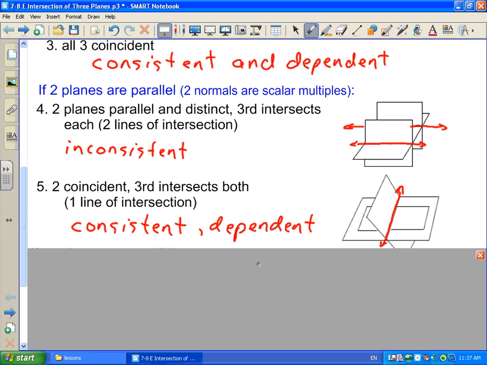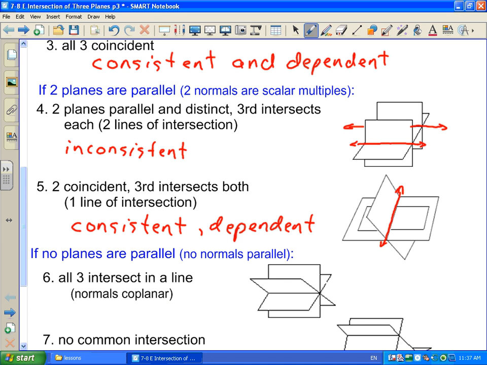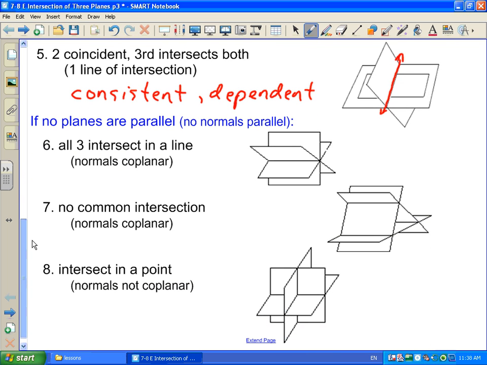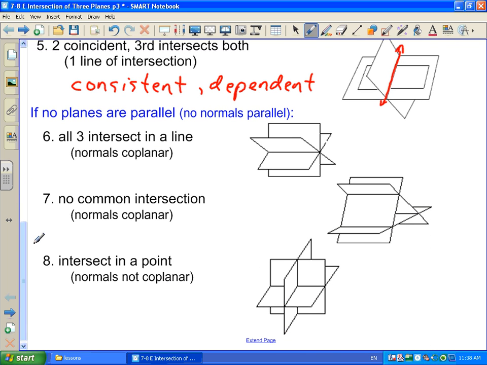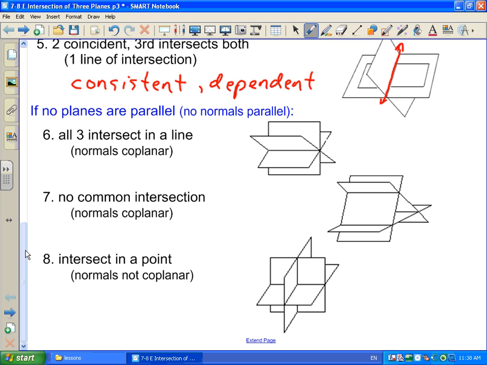Now, the trickiest ones occur when none of our planes are parallel. So none of our normals are parallel to one another. We have three possibilities here as well, and I've illustrated all three of them. We can have all three of these planes intersect in a single line. So they form kind of this nice little star pattern right here, and our line of intersection comes along like this. Check our normals, we'll find that none of our normals are parallel, but what we can check to see is whether our normals are coplanar in this case.